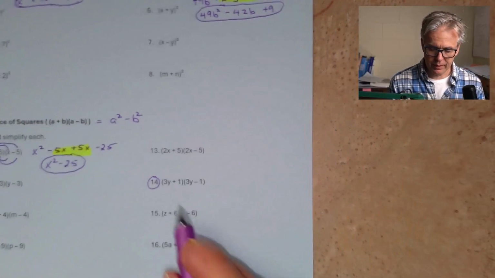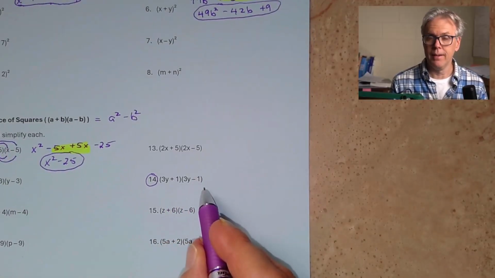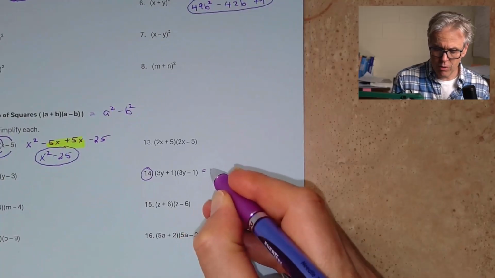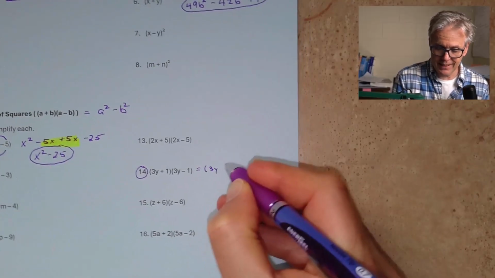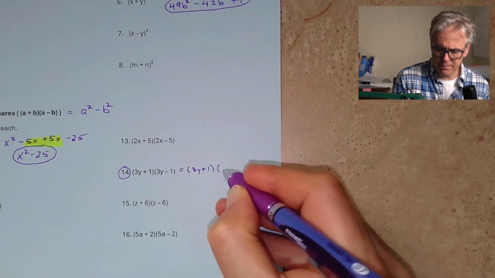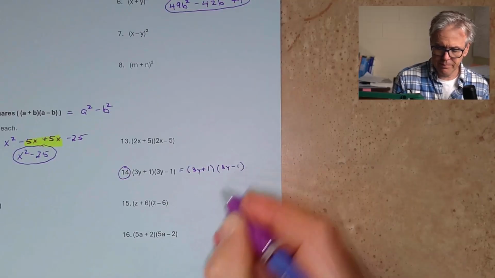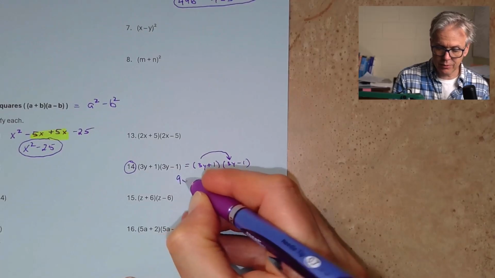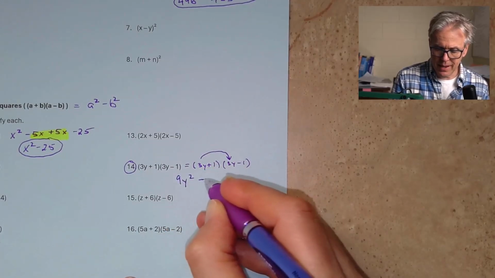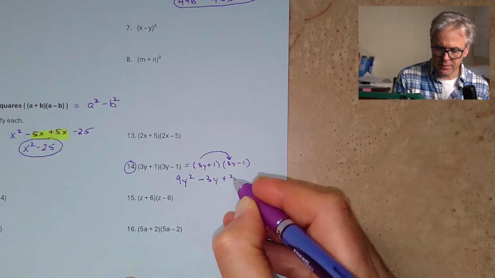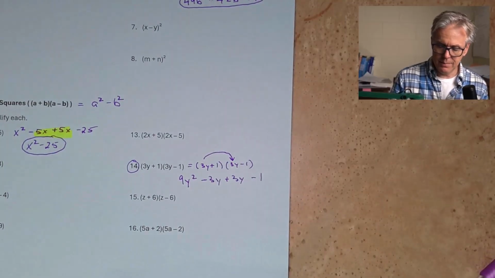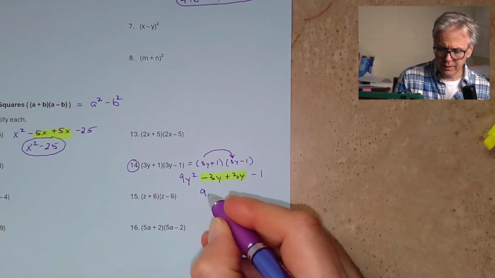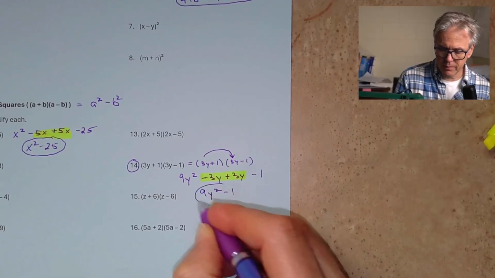Let's do one more. How about 3y plus 1, 3y minus 1? Now, if you're pretty good at this, you can go and write the answer down. Here's where the problems come, is if you're not careful, you're not pedantic, that word I used before. 3y plus 1, 3y minus 1. When I multiply this out, 3y times 3y is 9y squared. And then minus 3y plus 3y minus 1. These middle terms cancel out. I'm left with 9y squared minus 1.